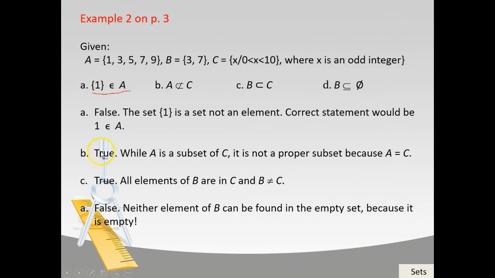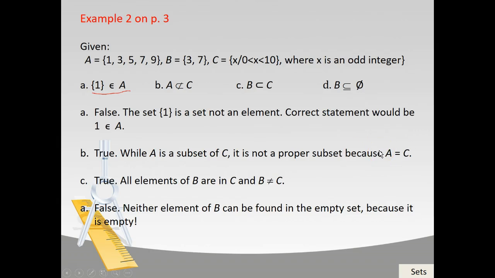Let's look at B. Is A not a proper subset of C? Well, A is a subset of C. We've talked about this previously. Because A is an equal set with C, they're also subsets of each other. But it is not a proper subset because of the fact that A equals C. So proper subsets cannot be equal sets.